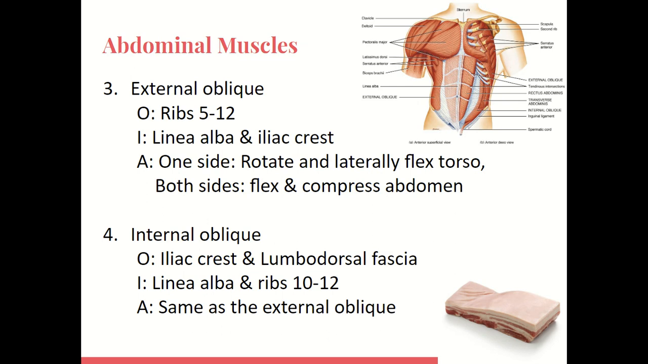So it kind of starts down below and moves up towards the linea alba, where the external obliques start up at the ribs and insert down on the linea alba. And the reason for this is that the obliques actually run at right angles to each other.